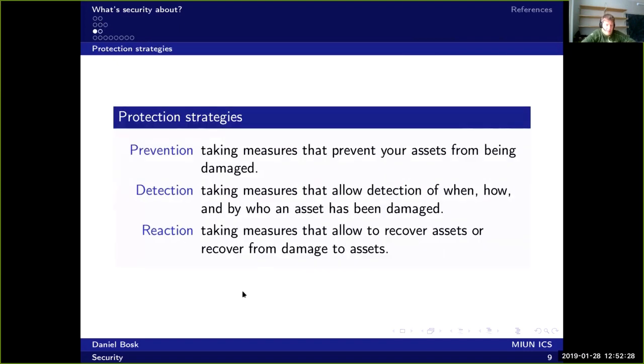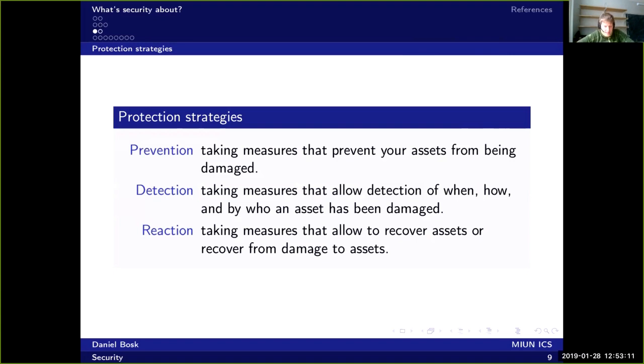We can have different protection strategies to prevent this from happening. Or not necessarily prevent, but prevention is the first protection strategy: taking measures so that our assets are not damaged. For instance, we wouldn't upload our photos to a cloud, but we would print them on paper and put them in a thick locker in the basement, which is fire protected. So even if there is a fire, they will not get lost. We take measures to prevent anything from happening to them.